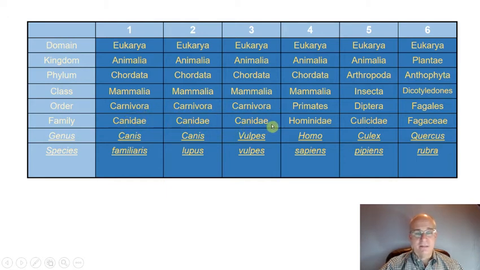That's the dog family. And if we look at this, Canis familiaris is the domestic dog. Canis lupus is the wolf. So because these 2 are in the same genus, even if you didn't know this was the domestic dog and this was the wolf, you would know that they were pretty similar because they are identical all the way down to genus and they are only different at the species level.